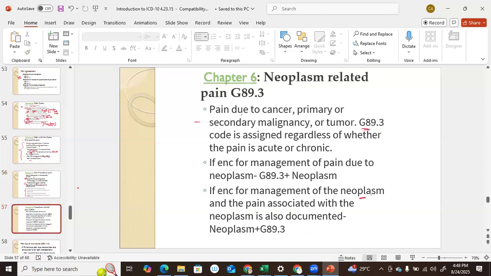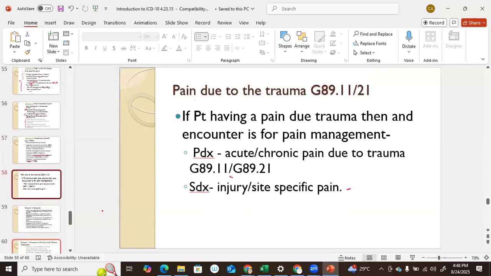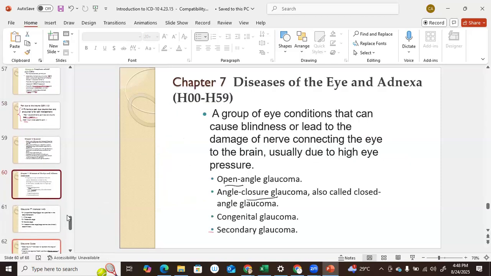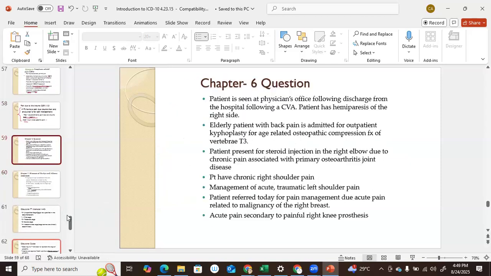Next, we have pain due to cancer. If the patient is coming with pain due to cancer, you have to code the pain as primary and cancer as secondary. If the patient is coming for the management of cancer, in that case we have to code cancer as primary and pain as secondary diagnosis. And again, if the patient has pain due to trauma, you have to keep that code as primary, and second will be the site or location where the patient had the pain.